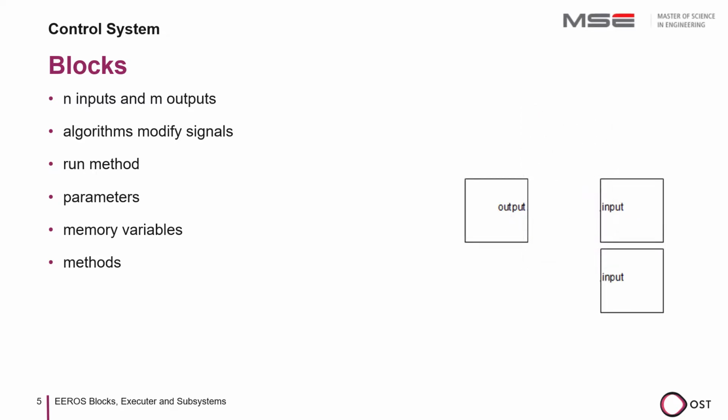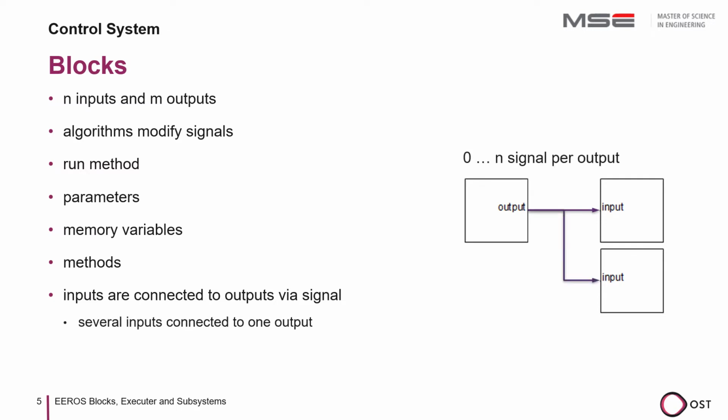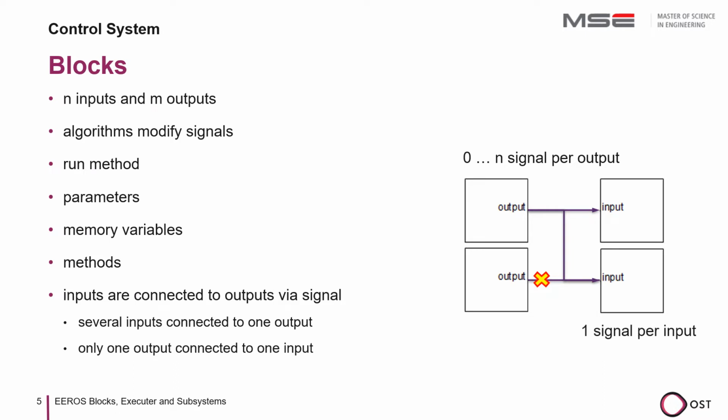Let's talk about how to connect blocks with signals. Every output carries a signal. An input can connect to an output. The signal connection is created backwards. Any number of inputs can be connected to one single output. On the other hand, only one output can be connected to one input so that it is always clear where the signal is coming from. This prevents the user of EEROS from accidentally sending contradictory signals to the block.